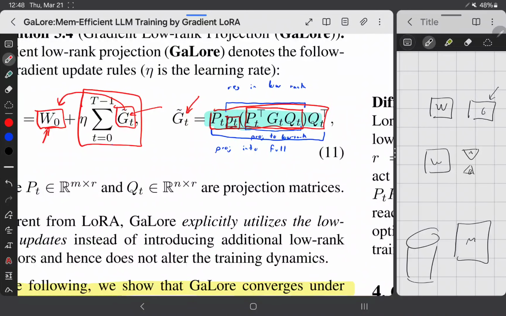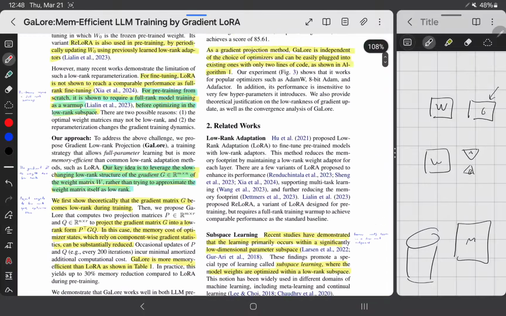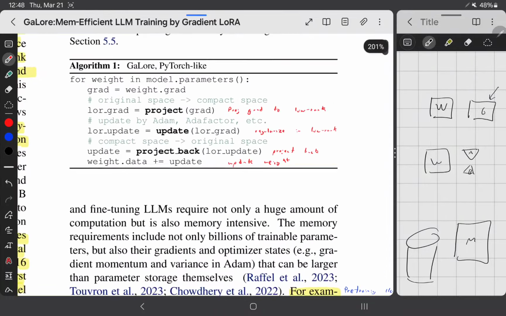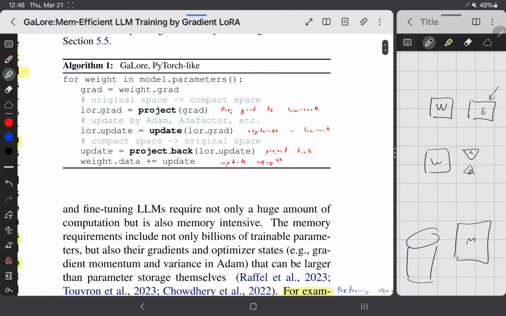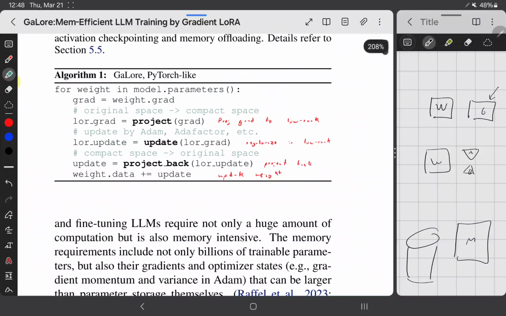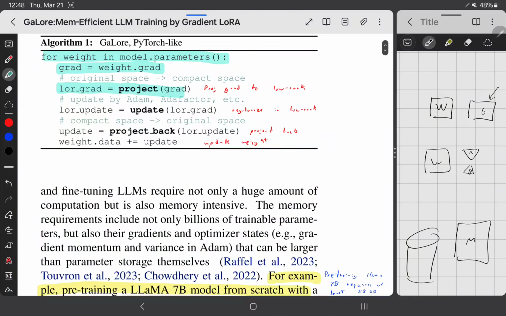Yeah. So now let's look at the code. So the idea is shown here, and then we'll get into the actual code. So basically, the intuition is for all the weights, we take the gradient of the weight. We then project into a low dimensional space. We update it using, say, Adam. So this would be our Adam step on the low dimensional space. And then we project back into our high dimensional space, and then we update the weight. So that's all we're doing. Project, update, project back.